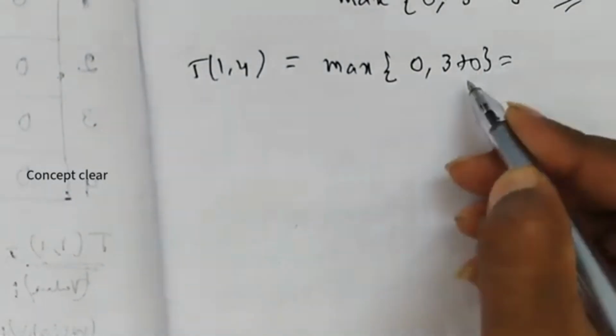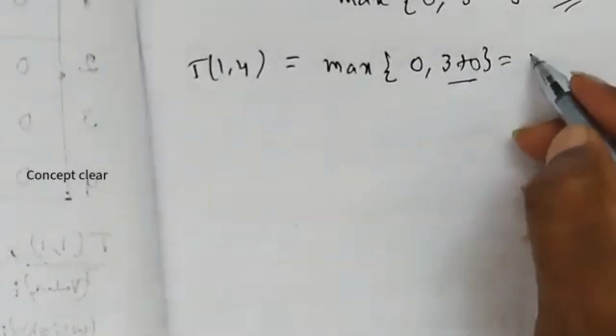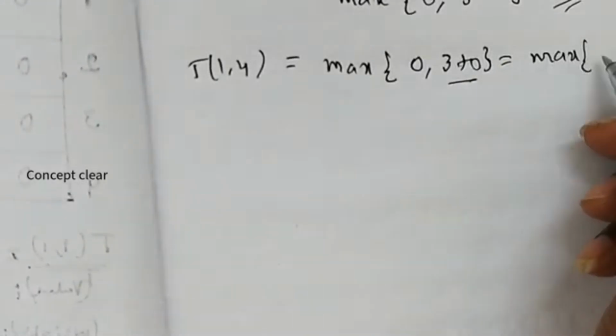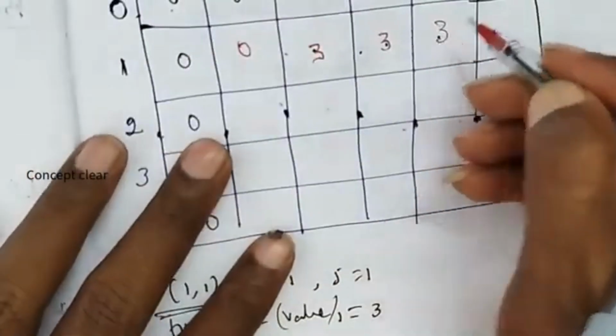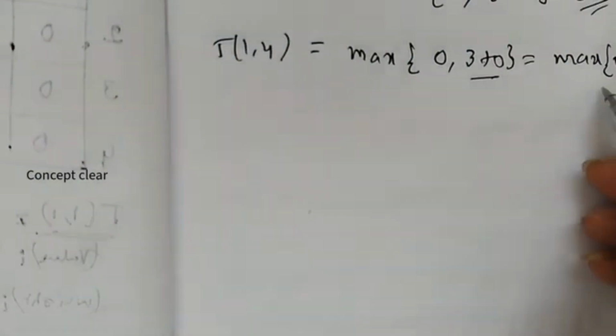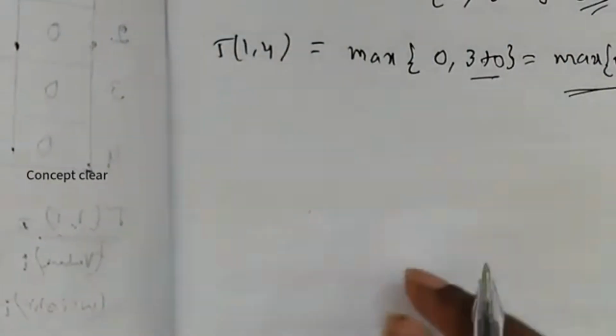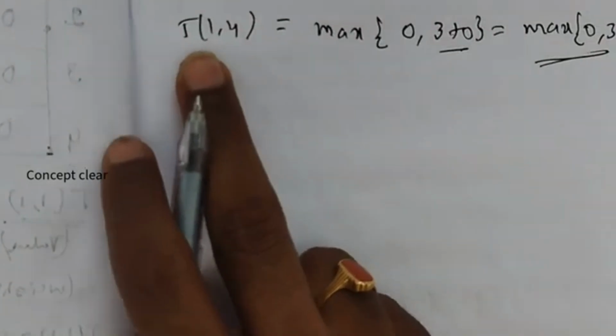Okay, I am writing directly here, don't confuse. Here, max of 0 comma 3. What is the maximum value here? 3. So I have to consider 3. In this we have to take the maximum value, so 3 is considered. That is t of 1 comma 4.